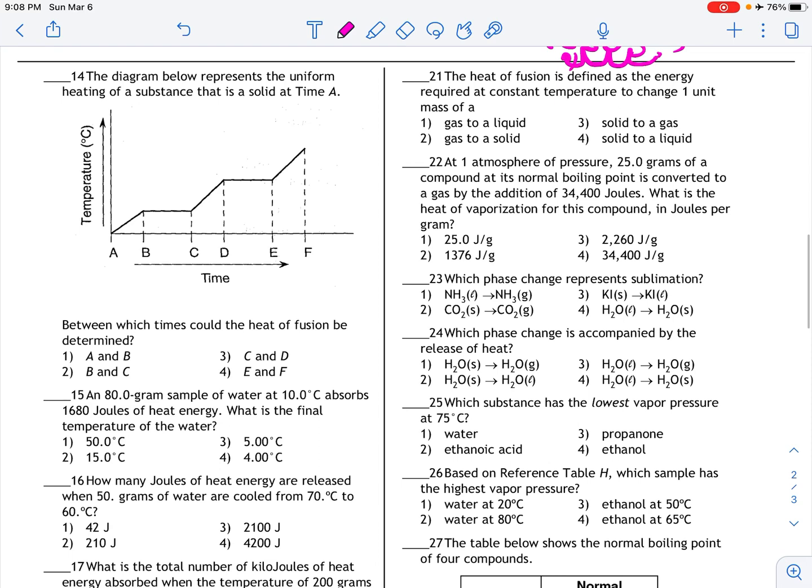Heating curve. Between which times could the heat of fusion be determined? Heat of fusion is between solid and liquid, melting and freezing. That's B and C. So choice 2.